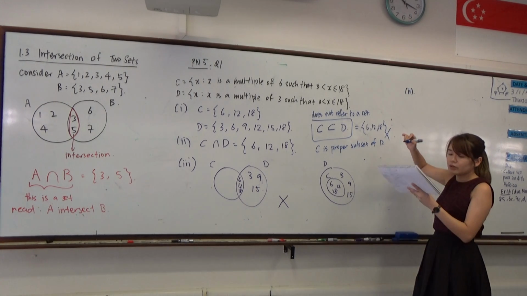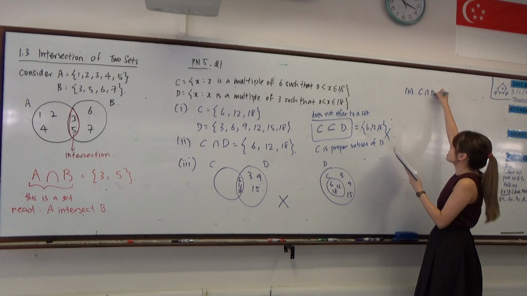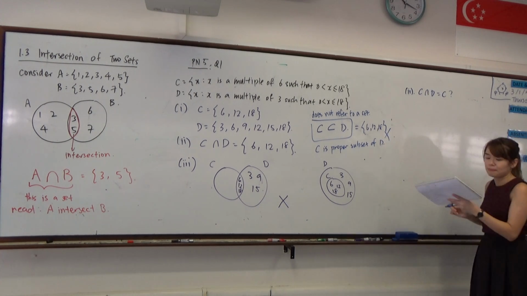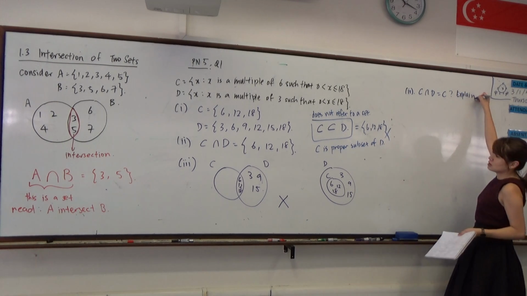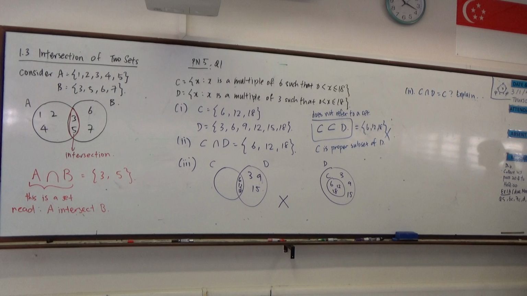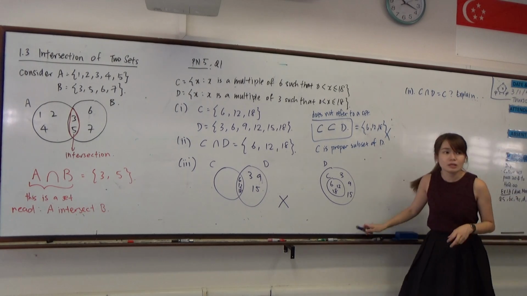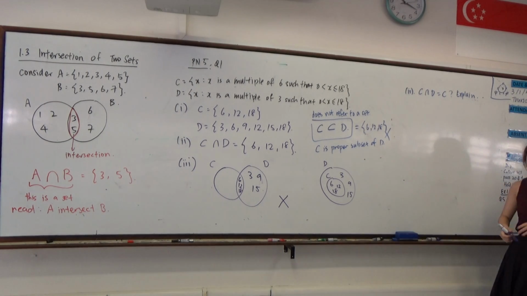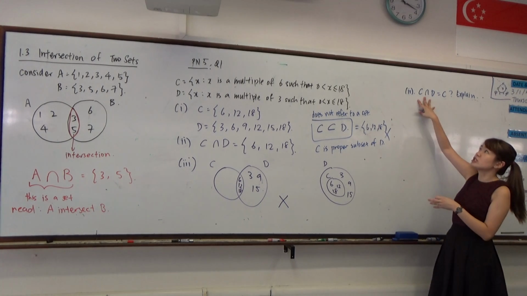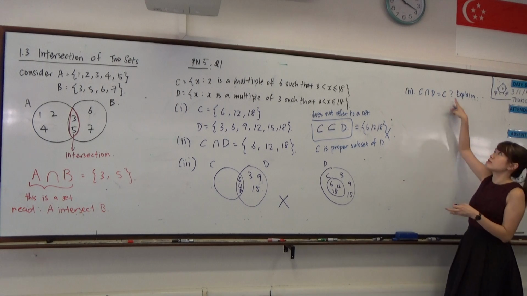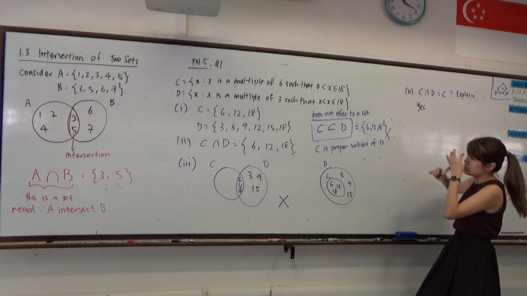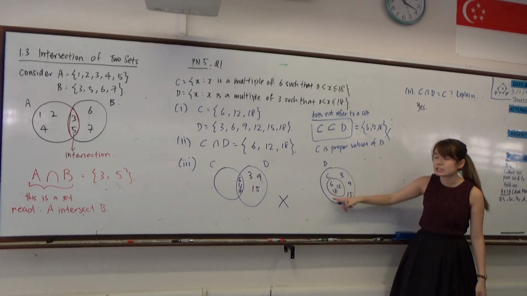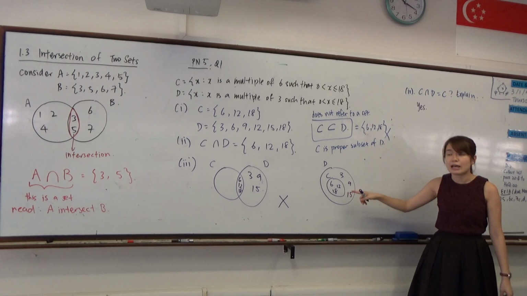Okay, and then part 4 asks whether C intersect D equals C. It asks you to explain. So what do you think? Is C intersect D in this case equal to C? What does this actually mean? The question is trying to ask, is this set an equal set to C? The answer is yes. Because the elements of C intersect D are exactly the same as the elements of C.